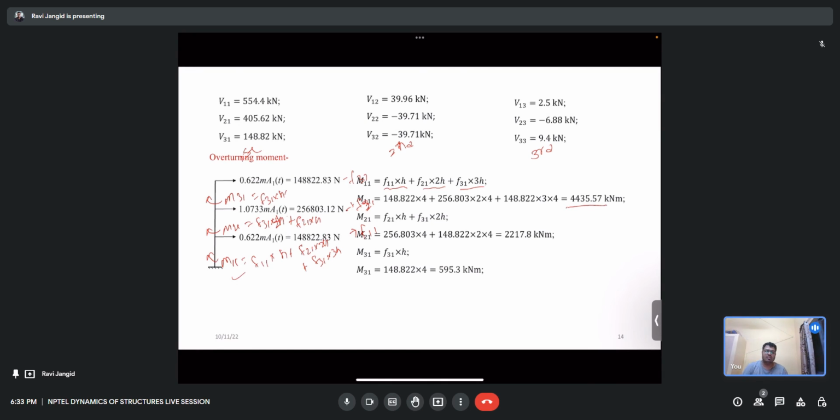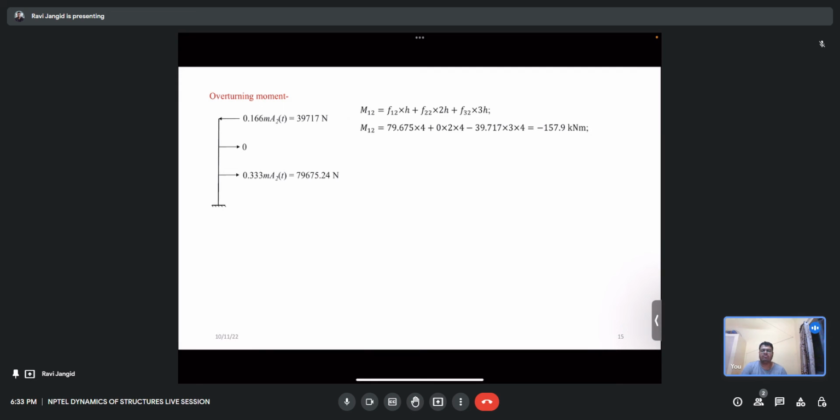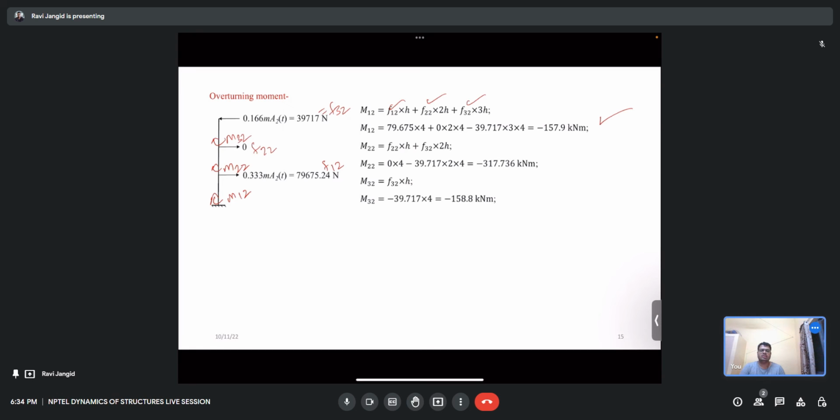Okay, so after getting the moment for the first mode, now you can get the overturning moment for the second mode. So this will be our M32, this will be our M22, this will be our M12. M12 is coming out from this F32, this F22, this F12. If you put the values, F22 is 0, F32 is this 39, so you will get your M12. Same M22, same M32 you can calculate.